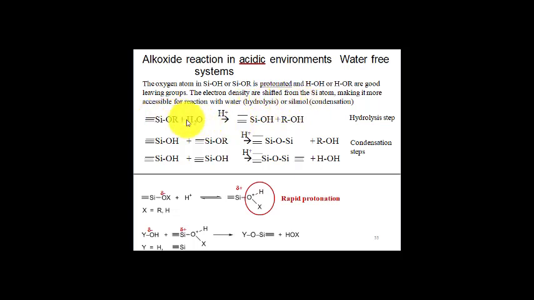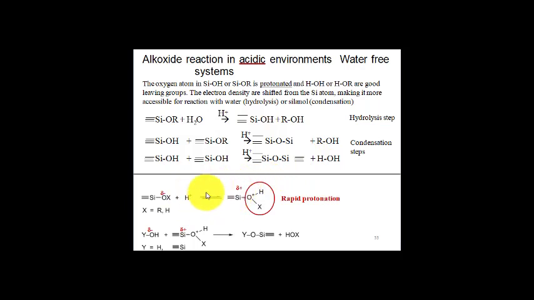So in the hydrolysis step, in the presence of an acid, the water is reacted with alkoxide to produce silanol, and in the condensation step, in the presence of an acid, the silanol reacts with an alkoxide, or silanol reacts with another silanol to produce silicon-oxygen-silicon bonds, plus leaving the ROH group or water molecule.